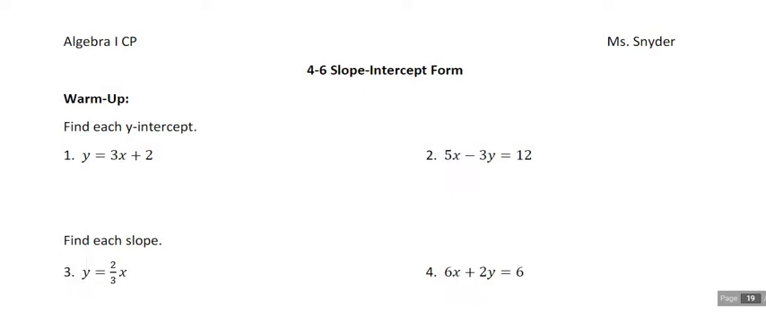So number 1 and 2 ask us to find just the y-intercept. Now remember, to find the y-intercept, it means that x is 0. So we can just make the x term go away. So if I make the x term go away, my y-intercept in number 1 is just 2, which is technically the ordered pair 0, 2.